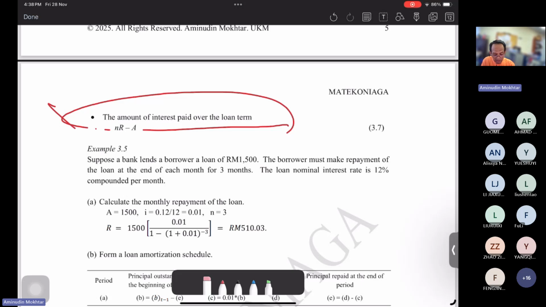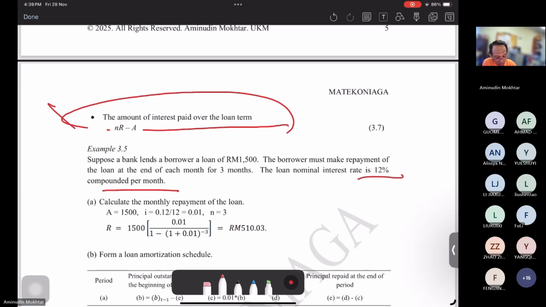Okay, the loan nominal interest rate, the interest rate of the loan, is 12% per year, compounded monthly, or compounded per month. That's the part of the question that relates to the loan amount.